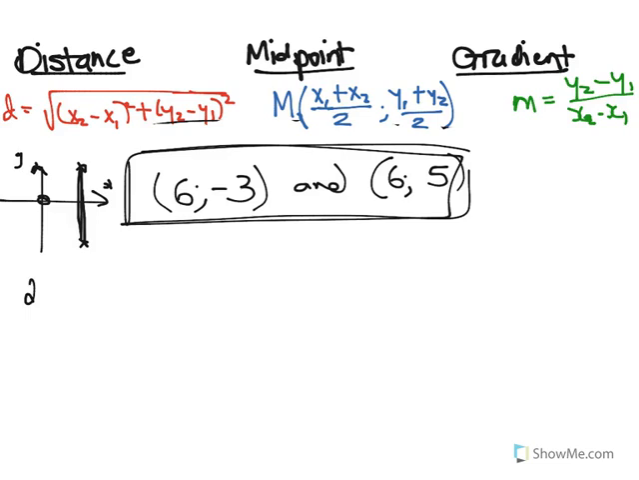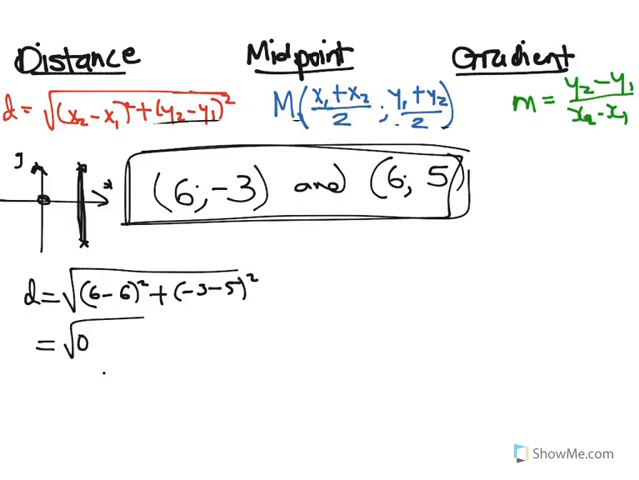So my distance would be the square root of change in x, which is nothing, plus change in y, so minus 3 minus 5 squared, and that would be 0 squared, which is just 0, and minus 3 minus 5 is minus 8 squared is 64. The square root of 64 is just 8 units, and that makes sense. To go from 6, minus 3 to 6, 5, we go up 3 units and we go up another 5 units, so it makes sense that the distance is 8 units, right?